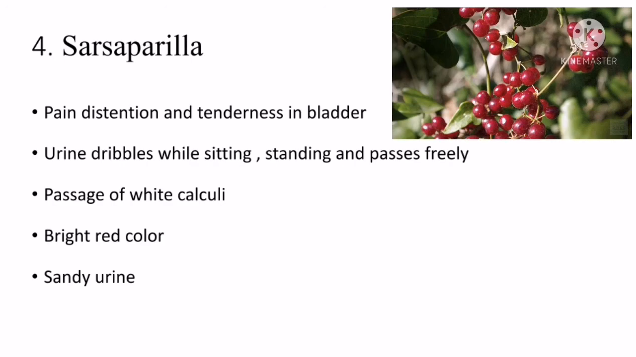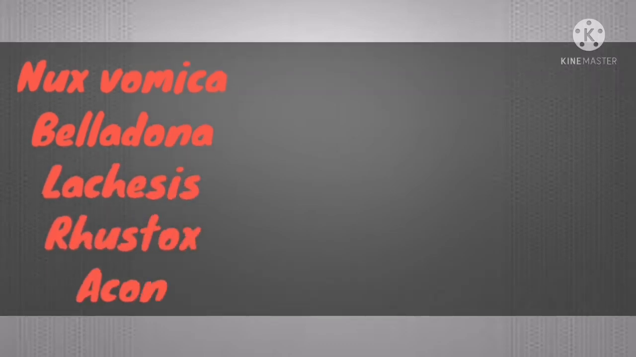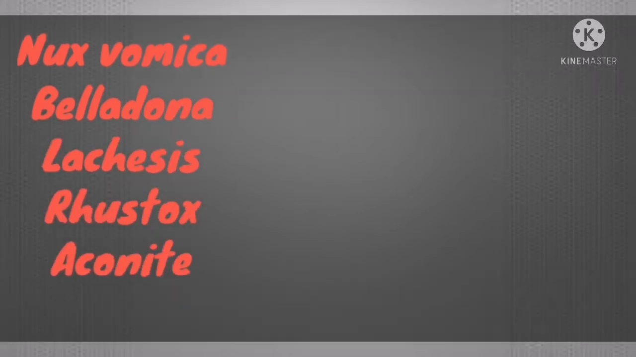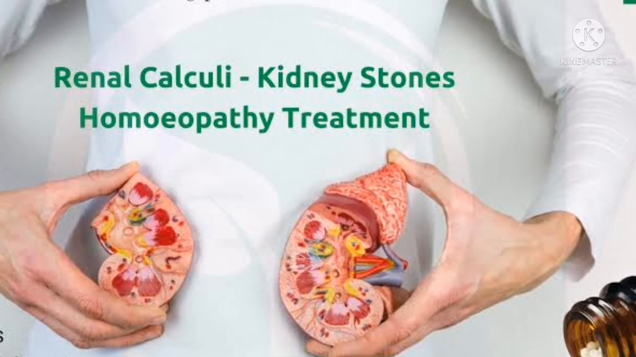Other remedies include Belladonna, Nux vomica, Lachesis, and there are more. These four remedies are the major homeopathic indications for renal stones.